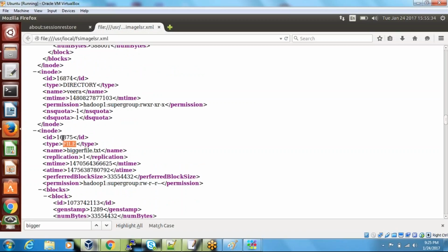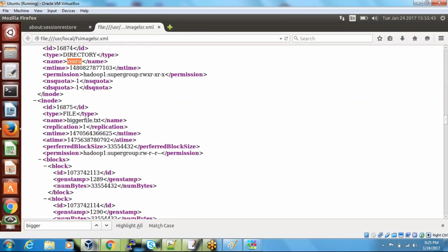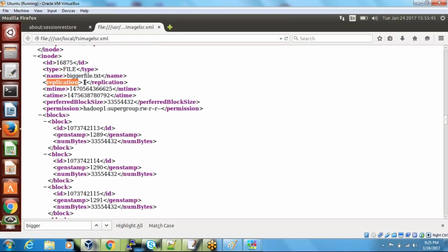Type it. It is the type ID of it. Okay, this is the inode ID. It is the inode type. It is the inode name. Inode in the sense of the object I'm talking about here. And this is my bigger file, and this is my replication factor.